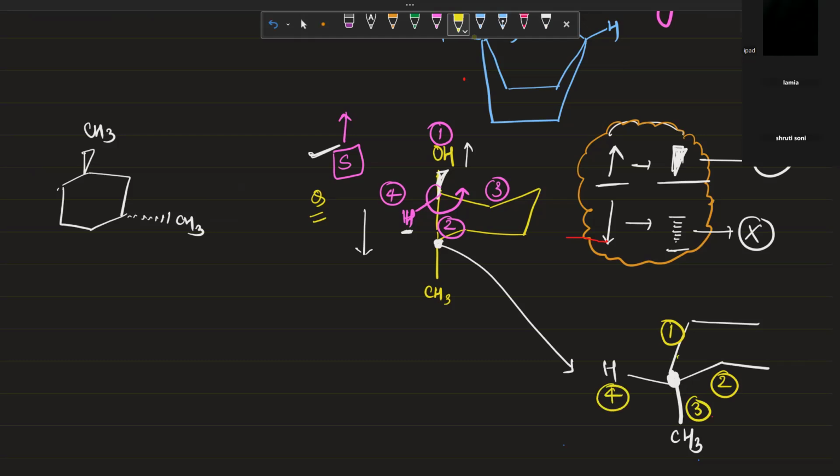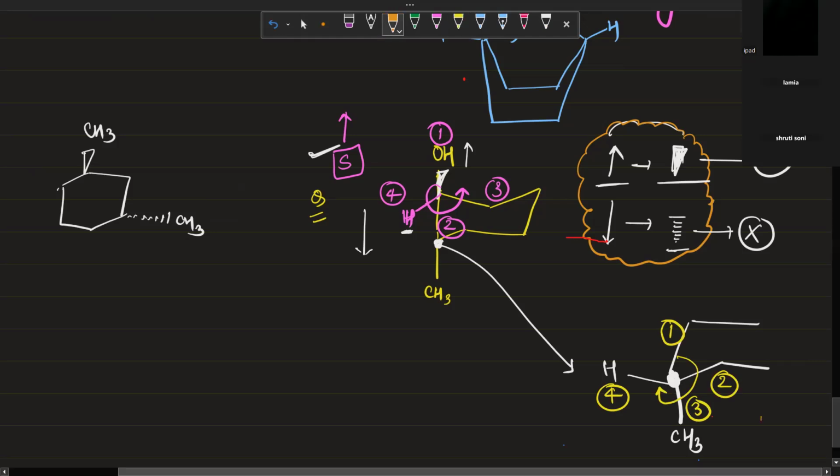Now do I need to rotate clockwise or anti-clockwise? Clockwise, which means R. Do I need to change? Now see the fourth group. Is the fourth group on the wedge side or the dash side? Now you tell me. On the bottom carbon, right? I think it's going to be wedge, right?